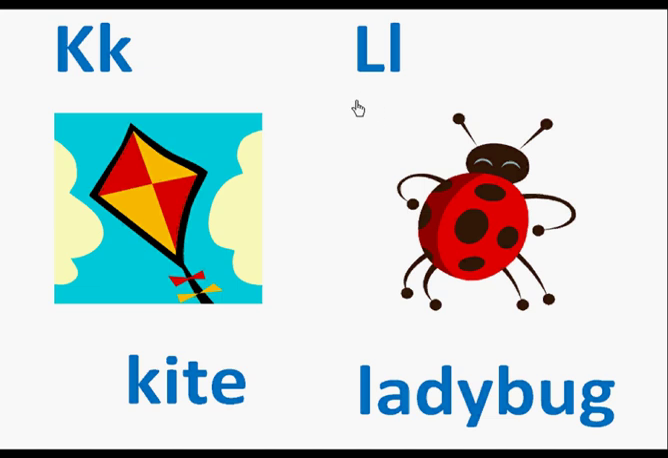Here we have a capital letter L, a small letter l, a picture of a ladybug. Here's the word ladybug. The letter L makes the sound L. So we'll read this page. L, ladybug, L.